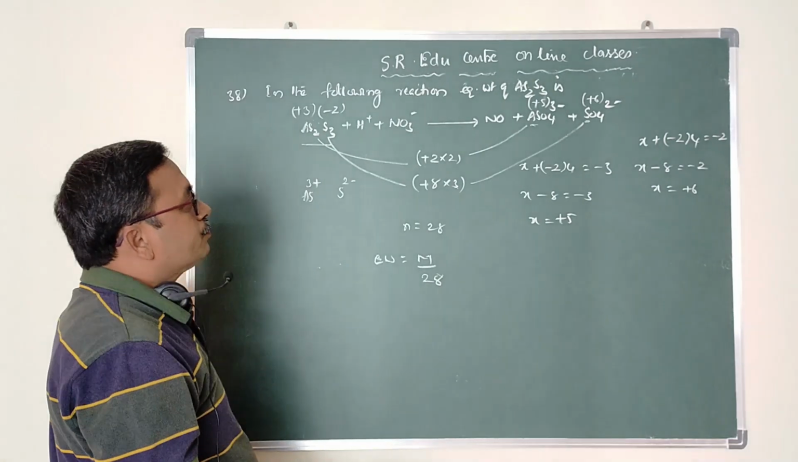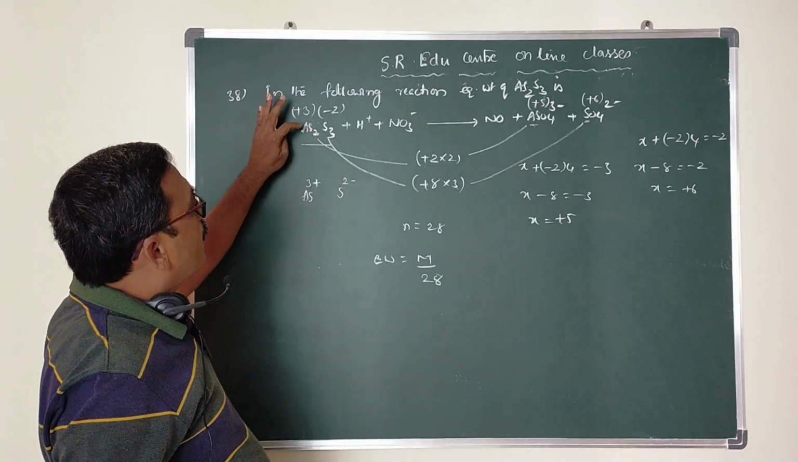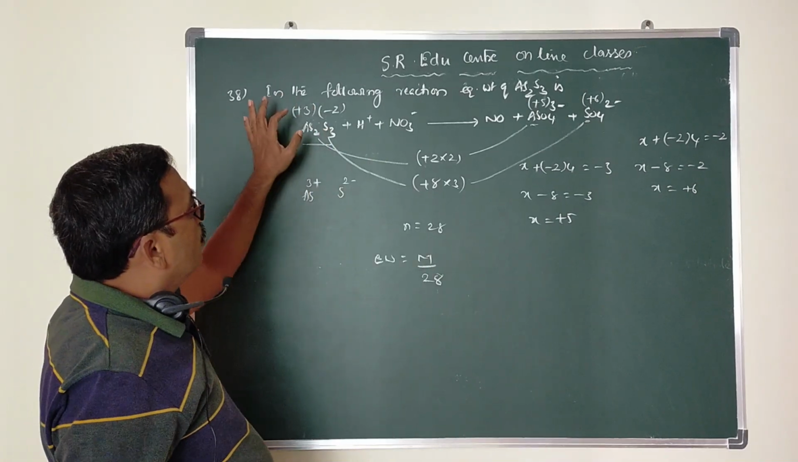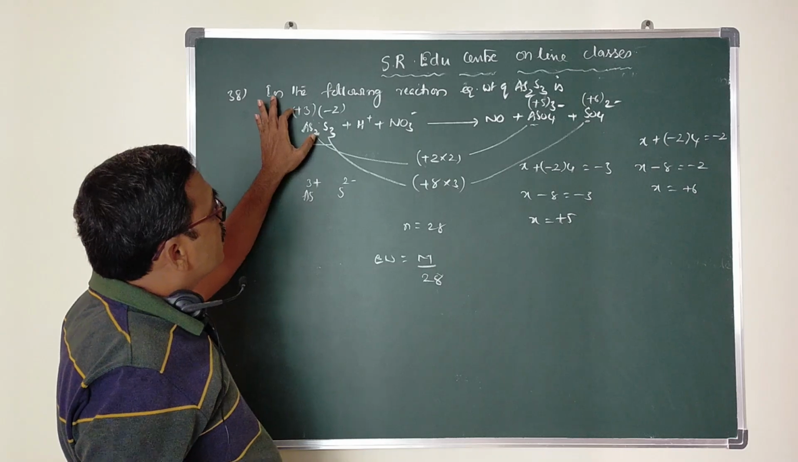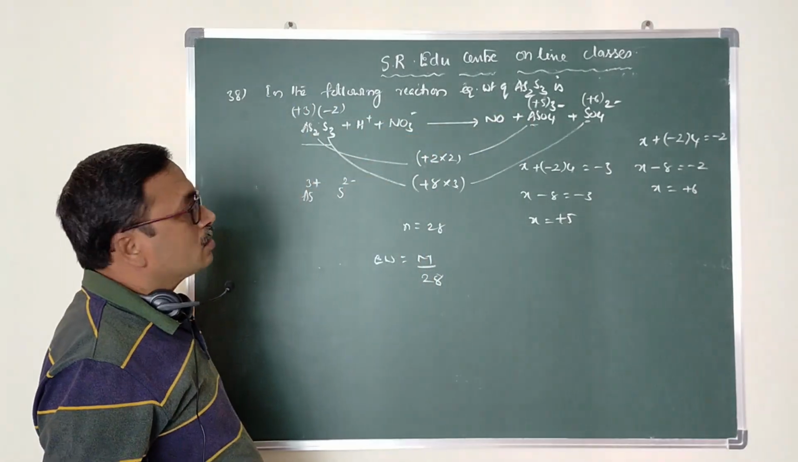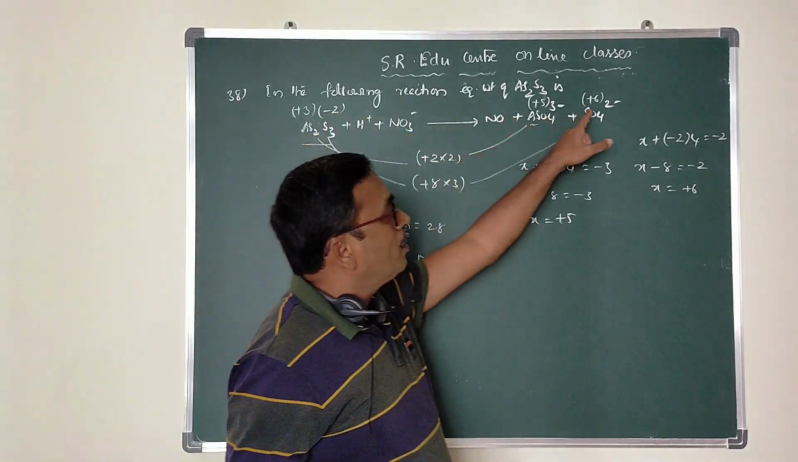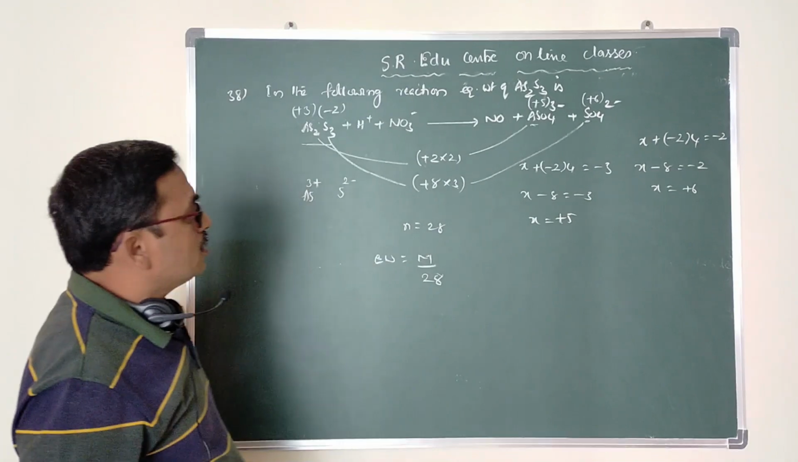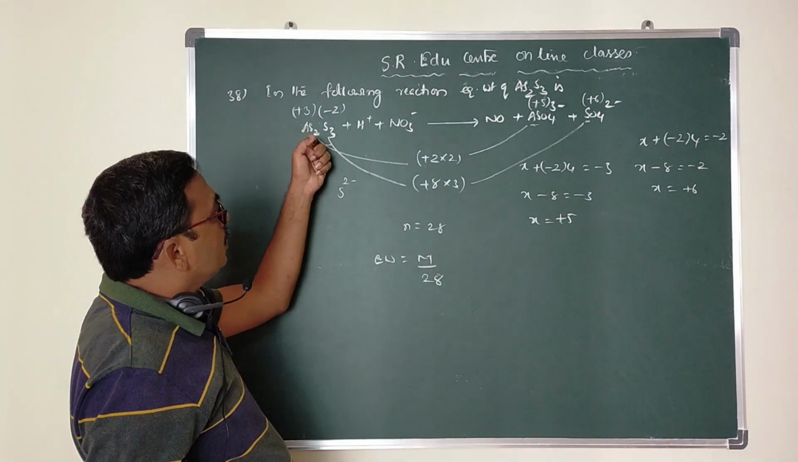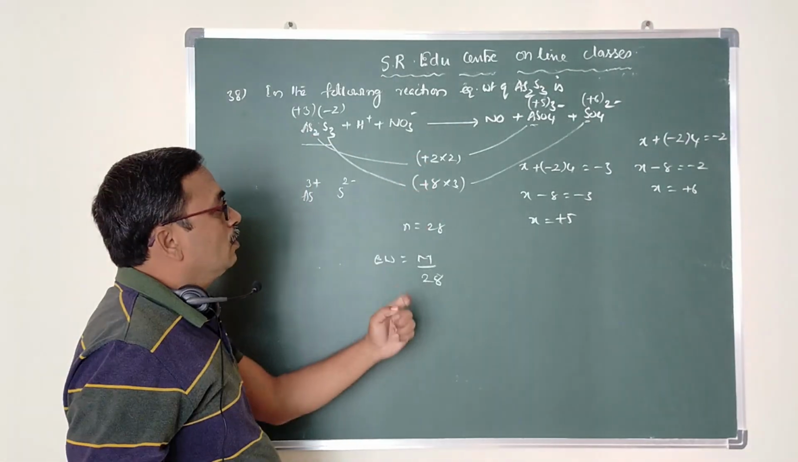See here, I took the change in oxidation state of arsenic as well as the sulfur, since both are oxidized. Arsenic oxidation state changes from +3 to +5. Increase in oxidation state is oxidation. Sulfur oxidation state changes from -2 to +6. Here also increase. Increase in oxidation state is oxidation. Therefore, both arsenic and sulfur are oxidized. That's why I consider both.